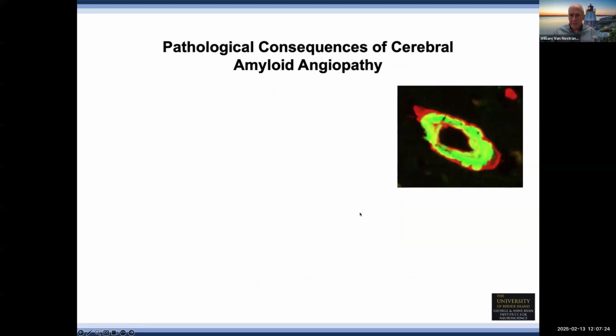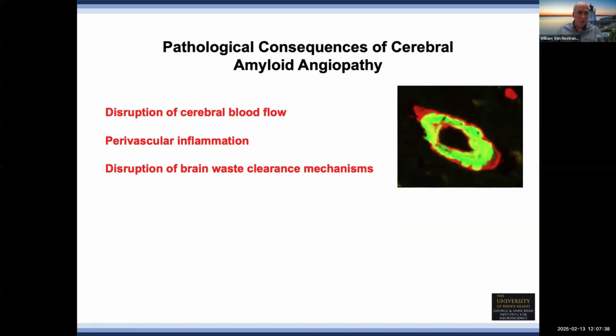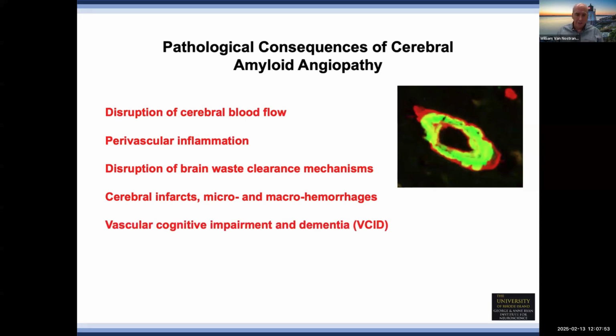So this accumulation of amyloid within the cerebral vessel wall actually results in a number of pathological consequences. First, it can lead to disruption of cerebral blood flow. It can cause perivascular neuroinflammation. Importantly, it can disrupt brain waste clearance mechanisms through perivascular and paravascular routes. It can also cause cerebral infarcts, micro and macro hemorrhages. And all these conditions can contribute to vascular cognitive impairment and dementia that's seen in CAA patients.